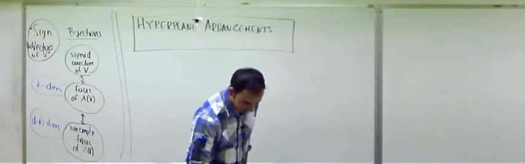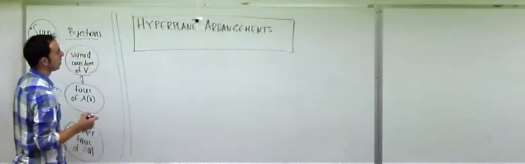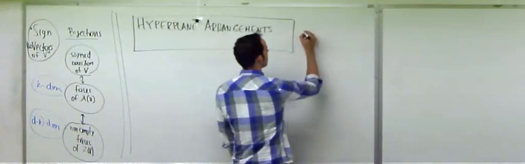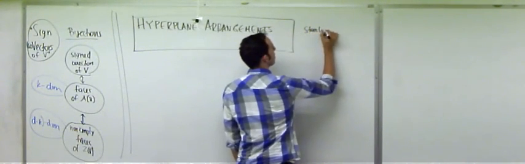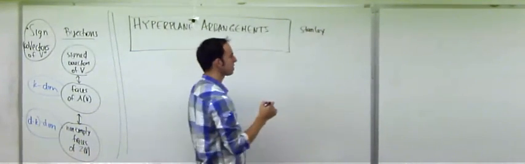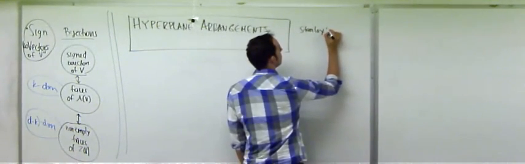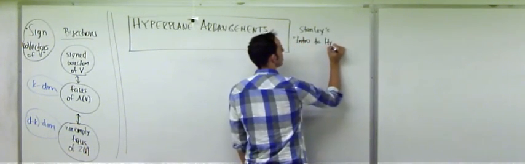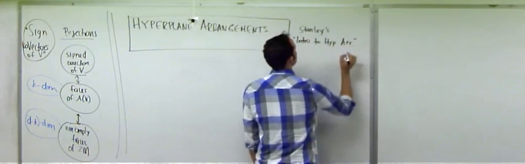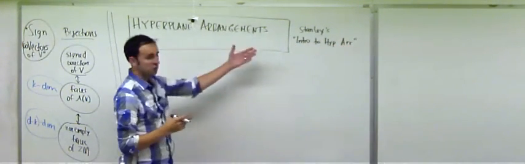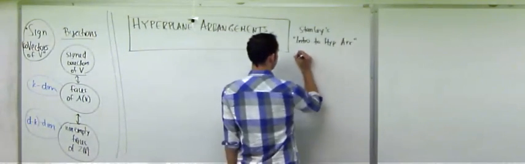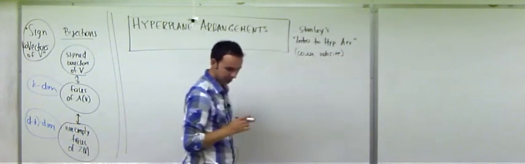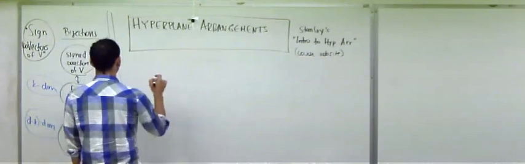And I should tell you that for most of the rest of the course, I'm going to be following Stanley's lecture notes on hyperplane arrangements. It's called Introduction to Hyperplane Arrangements. And this thing is actually a PDF. It's online, and it's linked from the course website, so you can find it there.